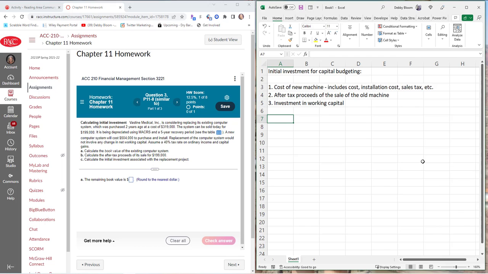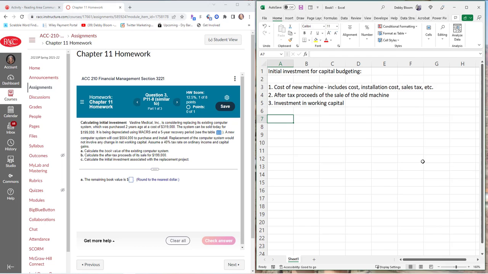So let's read homework problem number 3. Vastine Medical Inc. is considering replacing its existing computer system, which was purchased 2 years ago at a cost of $319,000. The system can be sold today for $199,000. It is being depreciated using MACRS in a 5-year recovery period. We'll look at the table in a moment. A new computer system will cost $504,000 to purchase and install.